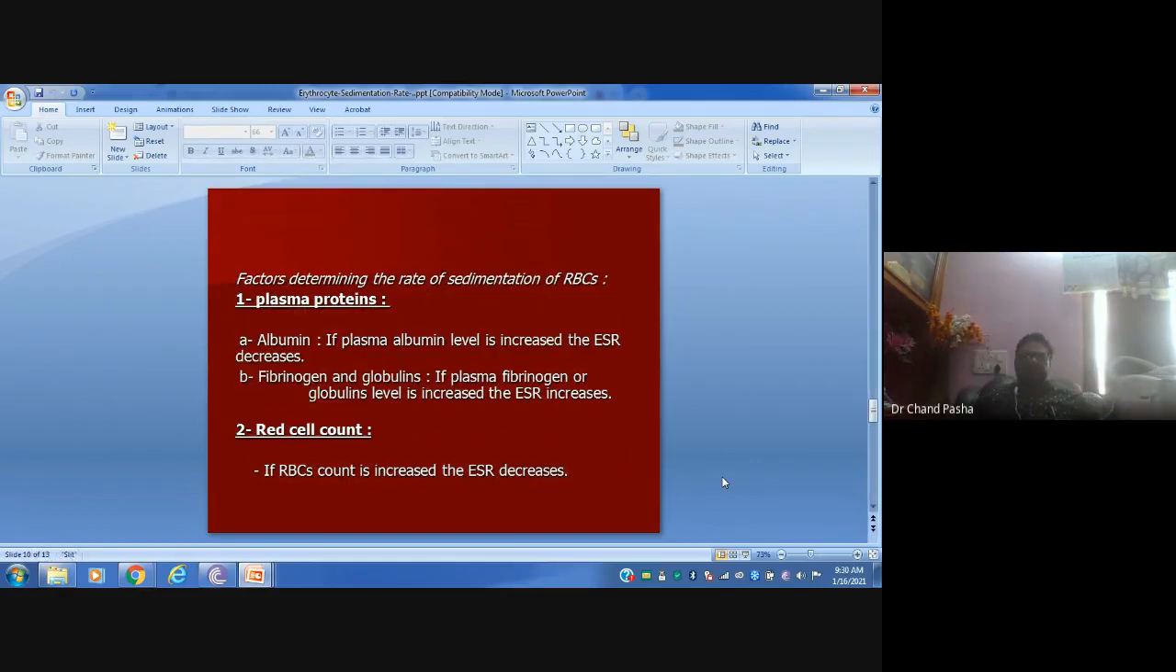What are the factors that decide it? One is albumin. Albumin should be there in the plasma component. If the albumin is increased, the plasma portion gets increased, so that ESR gets decreased. Fibrinogen and antibodies with the globulins: fibrinogen actually helps in the clotting process. If the globulins and fibrinogen increase, the ESR also gets increased. If the RBC count is increased, then the ESR decreases.